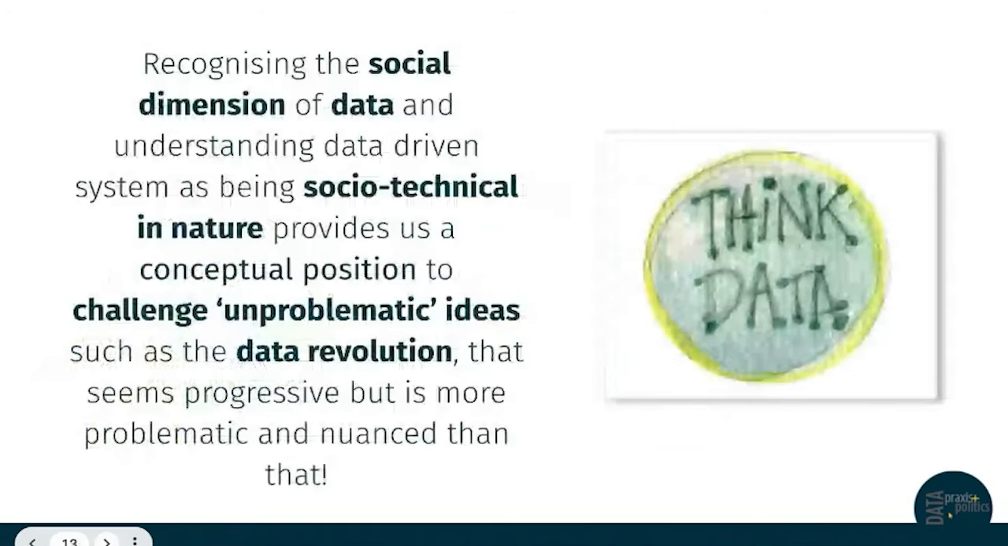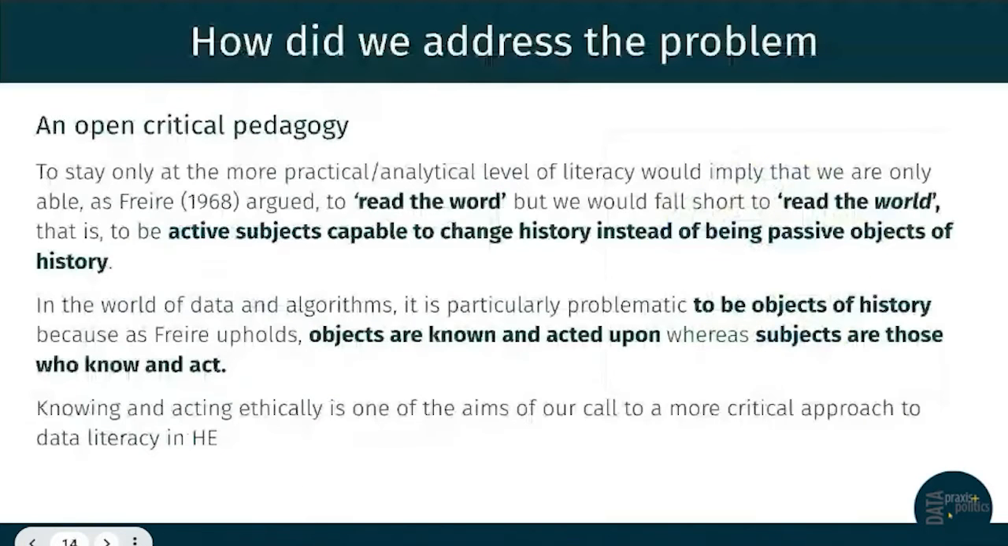And so, recognizing the social dimension of data and understanding the systems as socio-technical systems gave us this kind of conceptual position to challenge these unproblematic ideas, like the data revolution, for example, that seems progressive and only enhancing the life of everyone, which, yes, it does. We're not saying that data is bad, but it's more problematic than only being good and only enhancing the life of people. And so, how did we address this political dimension of data?